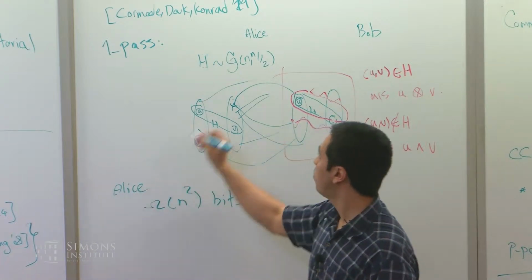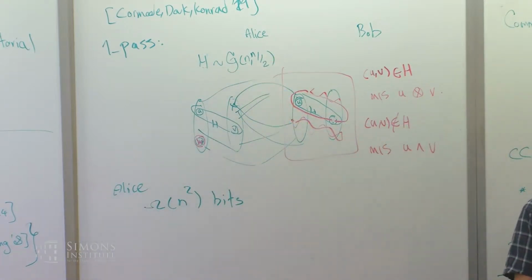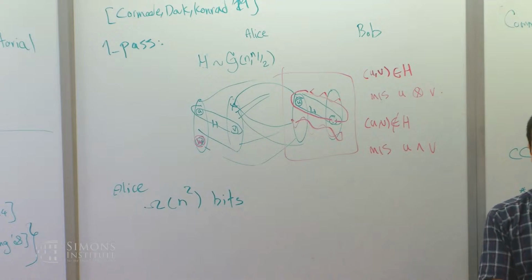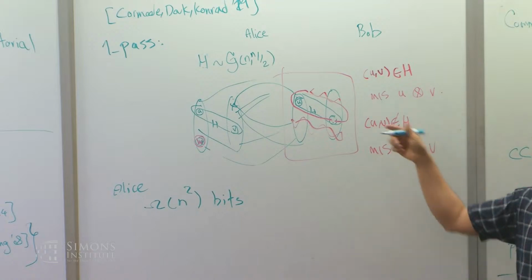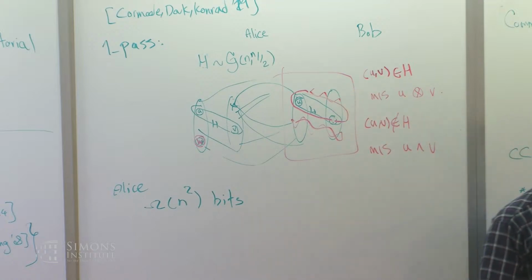Why? Because from Alice's perspective, she has a random graph. She has no idea which pair is important or not. Bob is the one that picks U and V. So I give you a random graph, and I don't tell you which edge is important. At the end, you send a message. Then it's Bob's turn to figure out whether some random edge belongs to that graph or not.